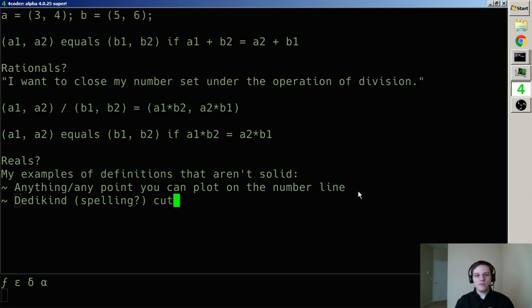So there's some semblance of defining this from first principles, but I still don't know how to add them or how to multiply them. Maybe these have good answers, but they don't feel quite as good as these did, the rationals and the integers.